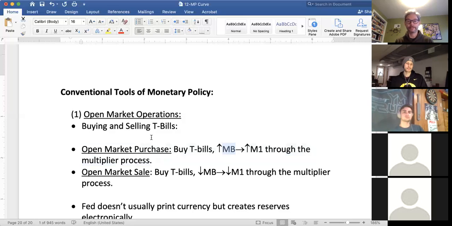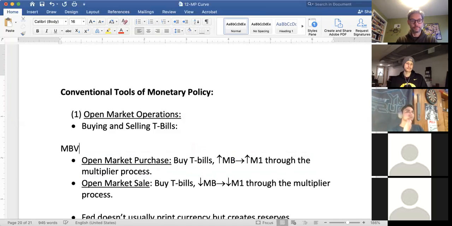And if you remember what the monetary base is, I should write this in here. The monetary base is currency plus reserves, right? C plus R, currency plus reserves.